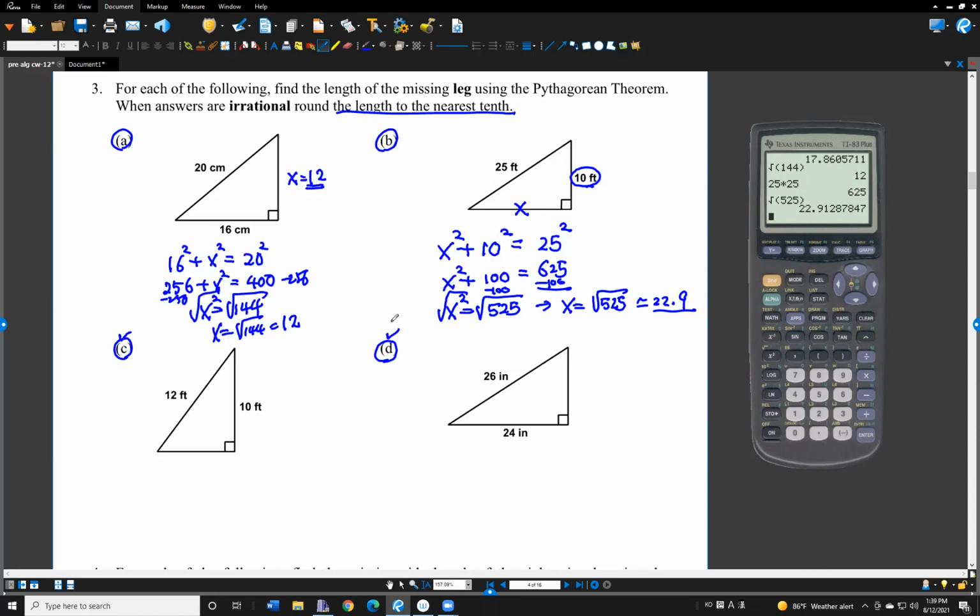Okay, everybody try this one. We're going to find the missing side. This is X. This side is now the missing side.